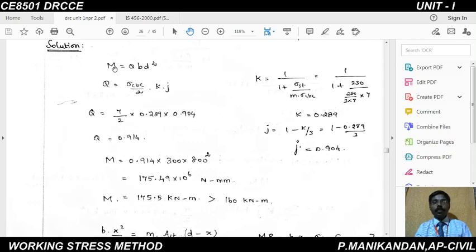The next step is to find the parameter Q. The value of Q can be found from the formula Q is equal to sigma CBC divided by 2 into K into J. The value of sigma CBC is 7 divided by 2, into the value of K as 0.289, into the value of J as 0.904. By substituting these values, we get the value of Q as 0.914.